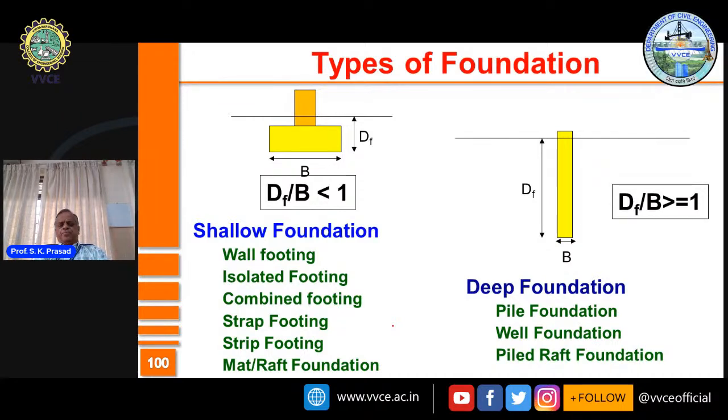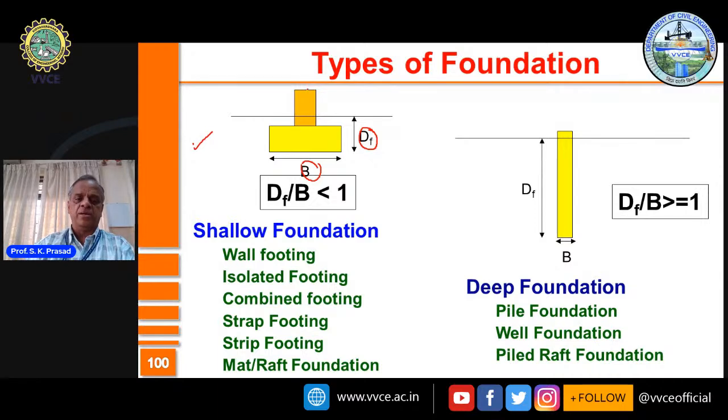Very broadly, you can categorize foundations into two types. One is shallow foundation and the other one is deep foundation. When do you call a foundation shallow? This one is a shallow foundation. The depth of foundation is smaller than the width of foundation, or depth to width ratio is less than 1. Under this case, you can call the foundation shallow.